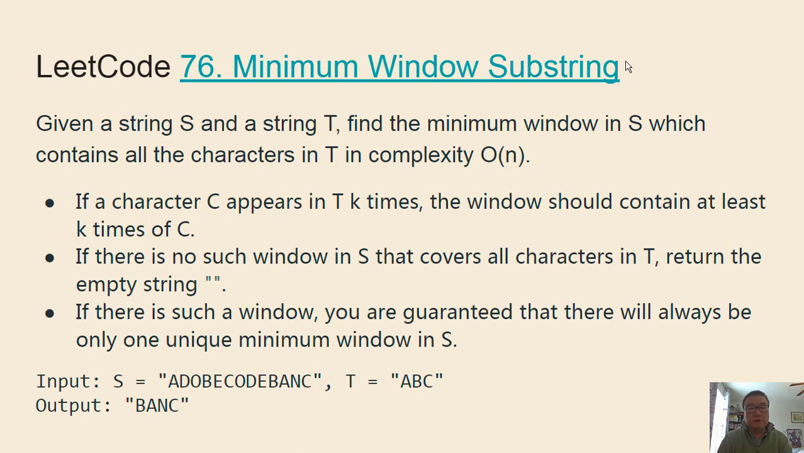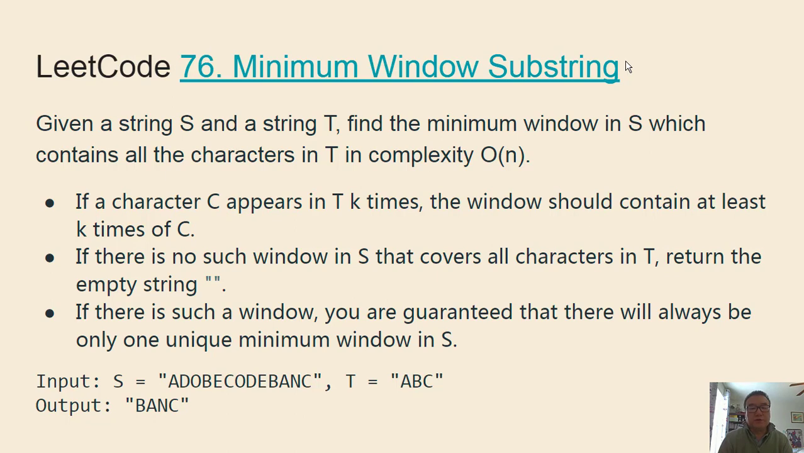We are given two strings, S and T. T kind of stands for target. We are trying to find the minimum window in S which contains all the characters in T. The definition of this problem is that if a character appears in T multiple times, then the window should contain at least that number of times of the character. Essentially, if you take all the characters in this window, it's possible to use a subset of them, and rearrange it to get the string T.